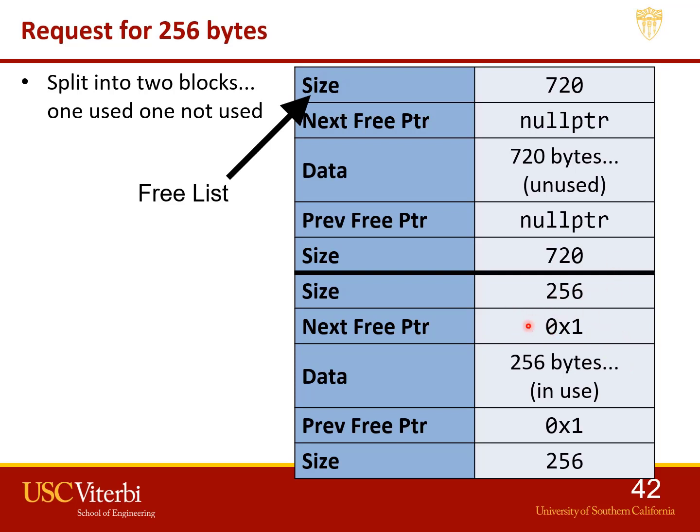Now, for our pointers, this block is not in the free list. So I'm using a magic number here of 1. I'm putting a 1 in both the next and the previous free to indicate this is an allocated block, which if I walk through my blocks one after another, I'm going to find that this one is in use.